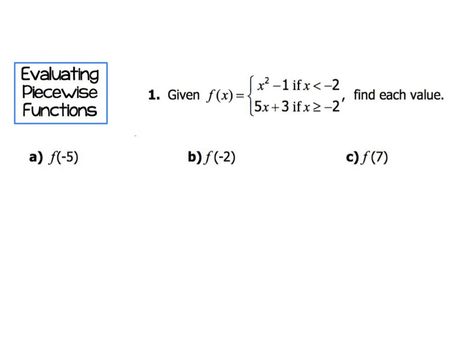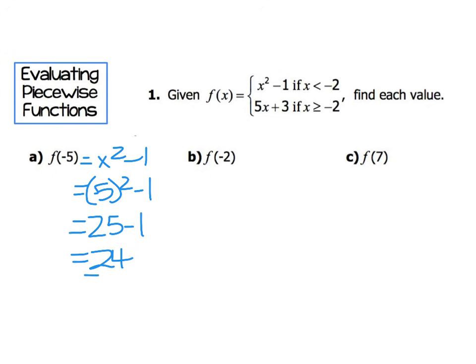Because when x is less than negative 2, we're going to be using x squared minus 1. And then we want to plug in negative 5 for x. Negative 5 times negative 5 gives us 25 minus 1. So f of negative 5 is 24.